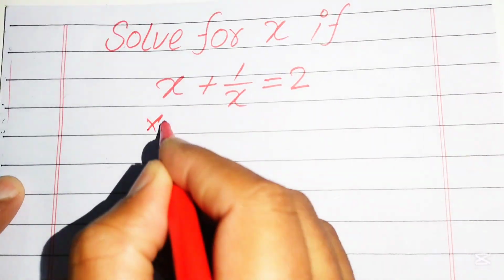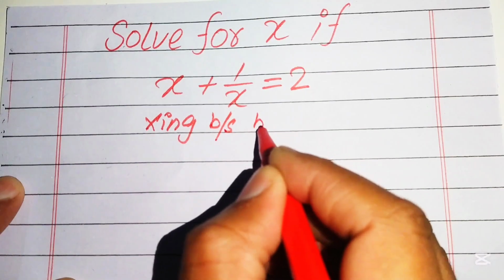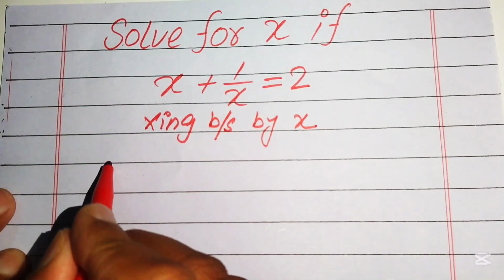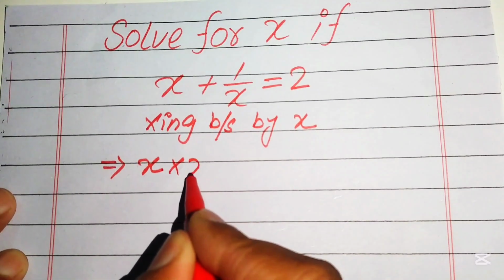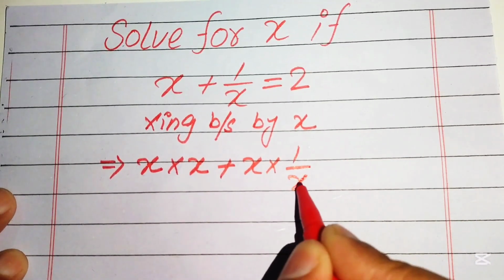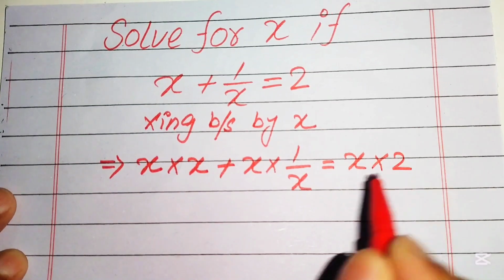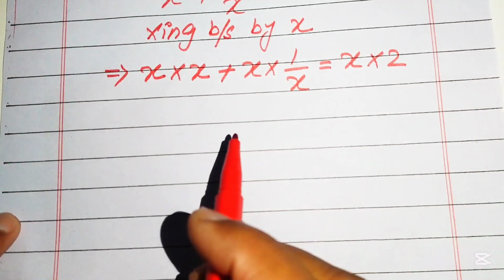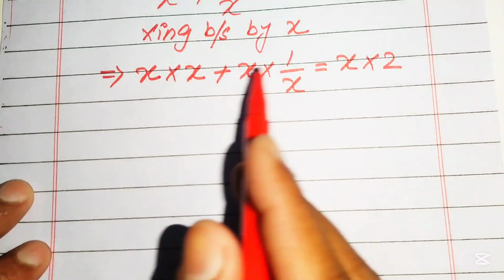So we write it here, multiplying both of the sides by x. When you multiply both of the sides by x, it will look like this: x multiplied by x plus x multiplied by 1 over x equals x multiplied by 2. So we make this type of equation, in which we multiply x on both of the sides in order to remove the fraction.